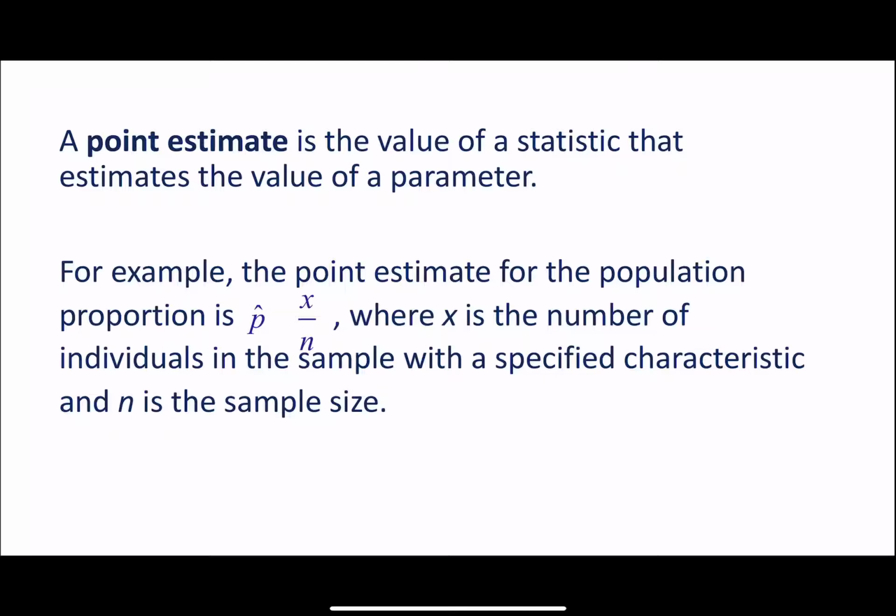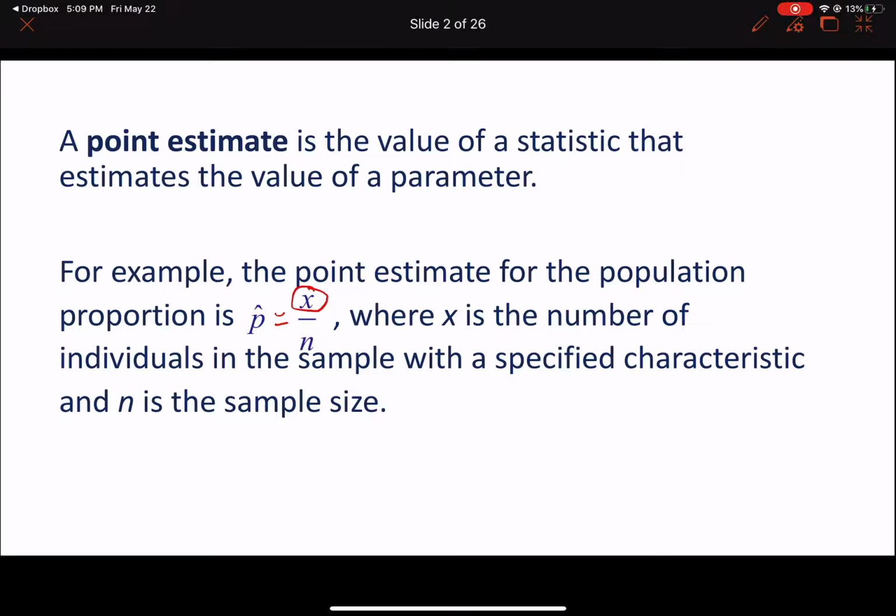So point estimate, you may remember this, is a value of a statistic that estimates the value of a parameter. So the point estimate, we use that as the mean. We put x, which is the number of successes or the number of individuals with a specified characteristic, and then we divide it by n, which is your sample size. So our point estimate is the number of successes divided by your sample size.